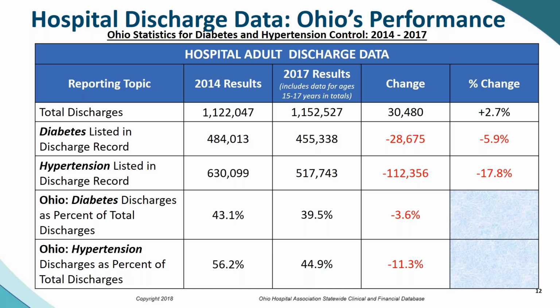Those represented as a percent of total discharges: in the state of Ohio, when the grant started, 43% of all the patients discharged from the hospital in 2014 were diabetic. When the grant ended, 39.5% were diabetic. During that same period, when we started, 56% of all the patients discharged from the hospital were hypertensive. When we ended the grant, that total was less than 45%. So, a huge, huge shift in the data.